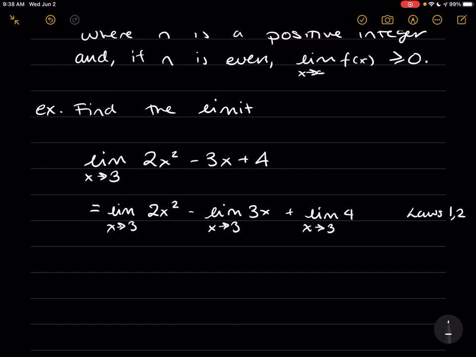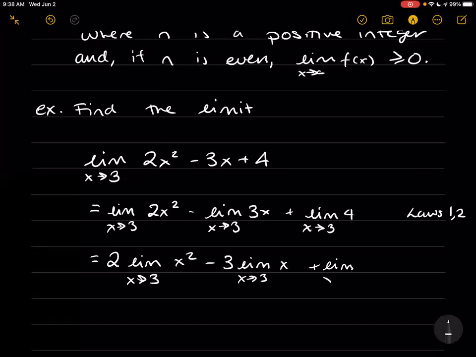Okay, now we can pull some constants out of limits. So we got the limit as x approaches 3 of 2x squared, so we can pull that 2 out in front. So we have 2 times the limit as x approaches 3 of x squared minus, and then we can pull that 3 out of the second limit. So 3 times the limit as x approaches 3 of x, and then plus the limit as x approaches 3 of 4. So this was using law 3.